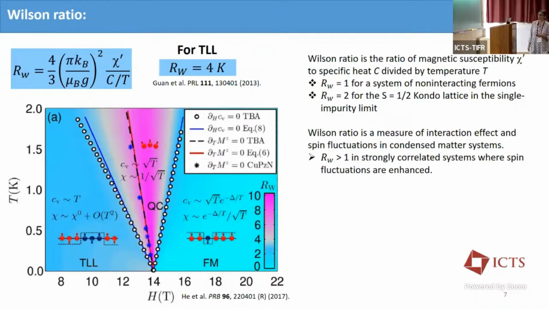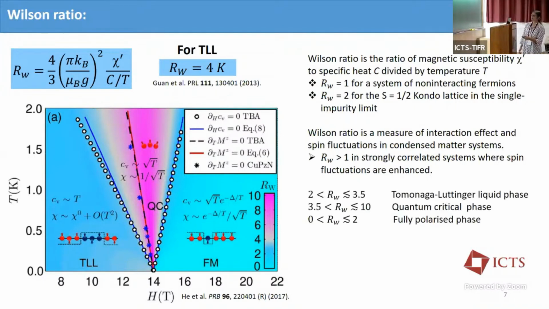So this is a phase diagram which was made by He et al. in 2017. So what you see on the y-axis is temperature, on the x-axis is magnetic field. 14 is the value of saturation field for a particular spin-half Heisenberg chain that they have considered. The contour plots are made with respect to the Wilson's ratio Rw. So you can see that the value of the Wilson's ratio is between 2 and 3.5 in the Tomonaga-Luttinger liquid phase here. It has a very large value ranging between 3.5 to 10 in the quantum critical range here, and then it falls down to 0 in the fully polarized region on the right side of the phase diagram.